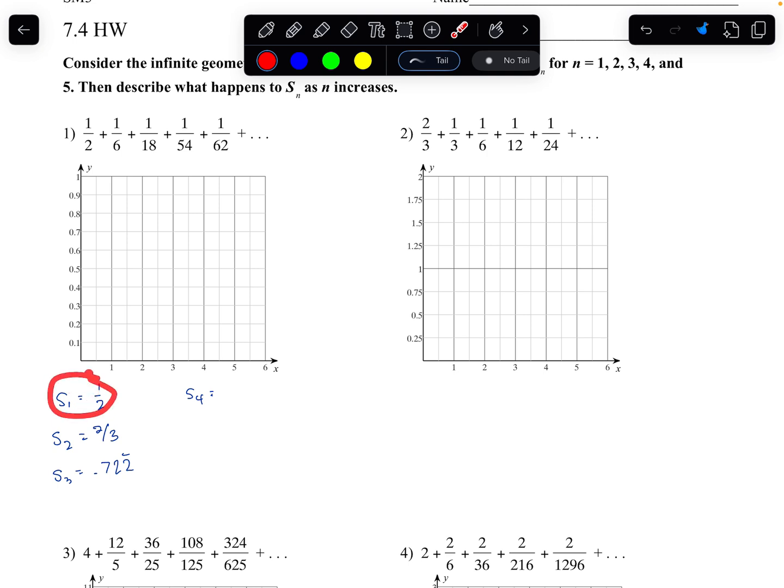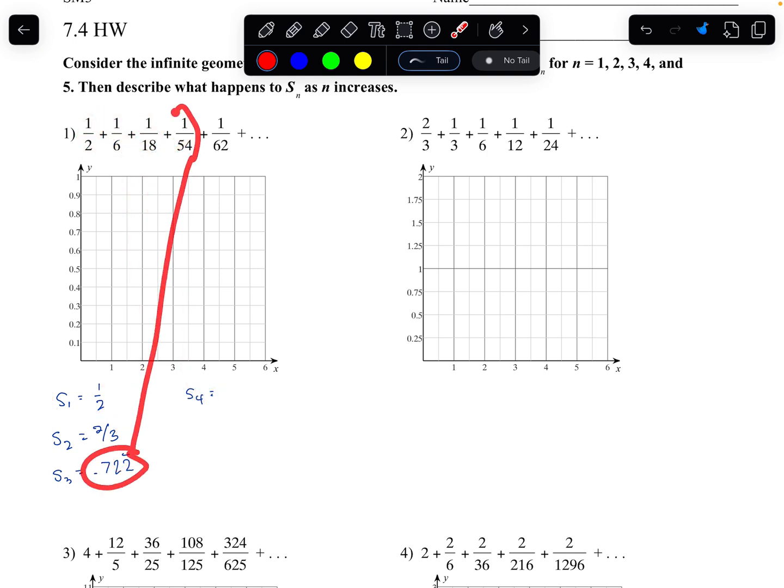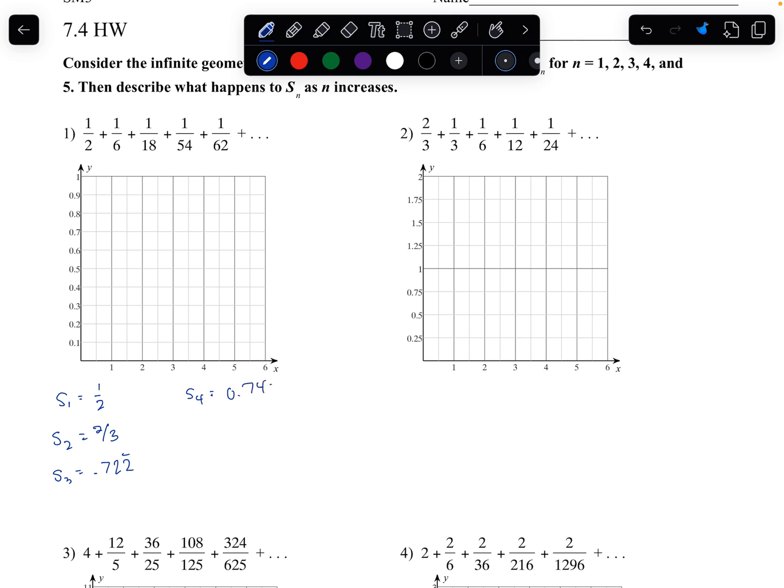Again, these are partial sums, meaning this would be the sum of the first term, this would be the sum of the first 2 terms, this would be the sum of the first 3 terms, this would be the sum of the first 4 terms. Or I can just take this number and add the 4th term. So then I'll add 1/54, and I get 0.7407, and all of that is repeating.